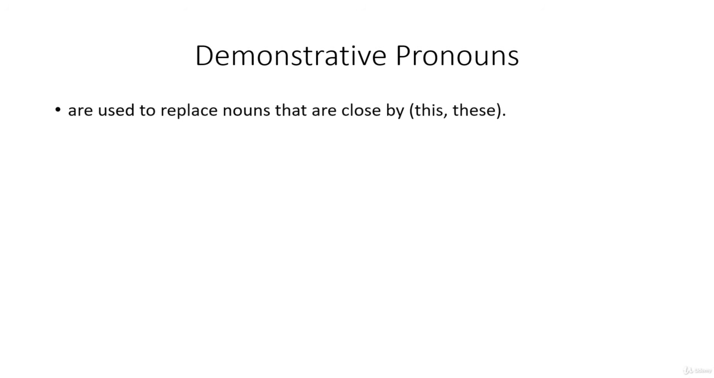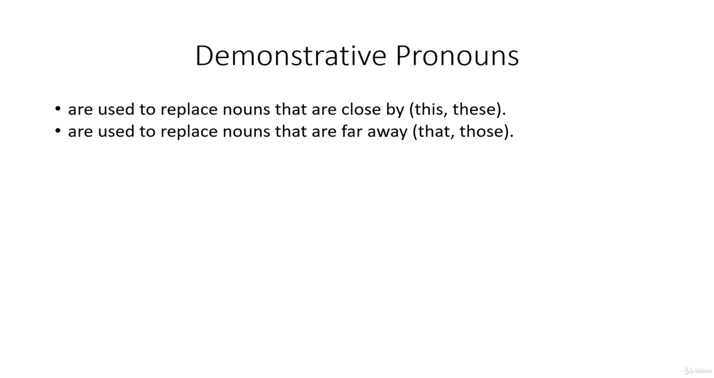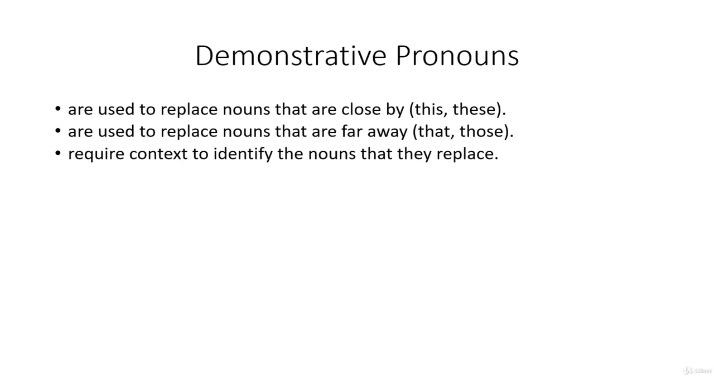Demonstrative pronouns are used to replace nouns that are close by, so this or these, or they're used to replace nouns that are far away, that and those. They usually require context to identify the nouns that they're replacing. So here are some examples.